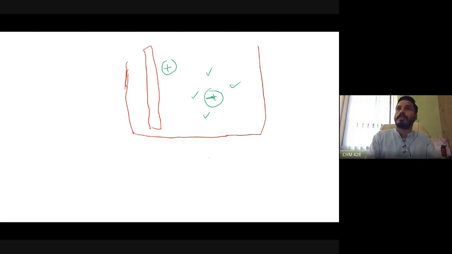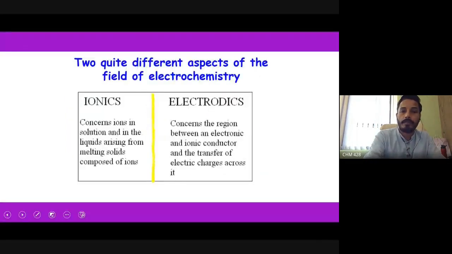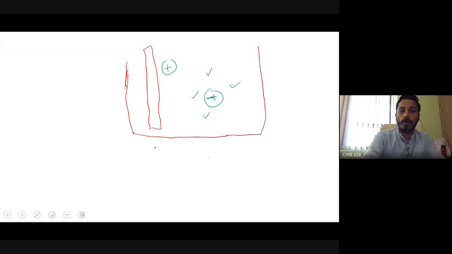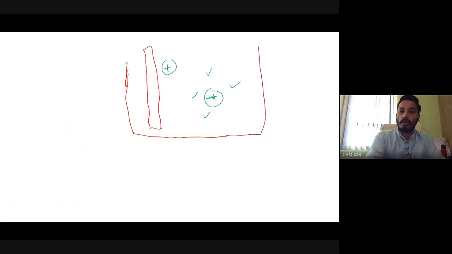That is why electrochemistry is an interfacial phenomenon. It happens only at the electrolyte interface. Nevertheless, when you look at this image, you will immediately notice that there are two types of electrochemistry. The first part is all about the ions in the solution. Therefore, that part is called ionics. And the second part talks about the electron transfer across this interfacial region. That is what is called electrodics in electrochemistry.